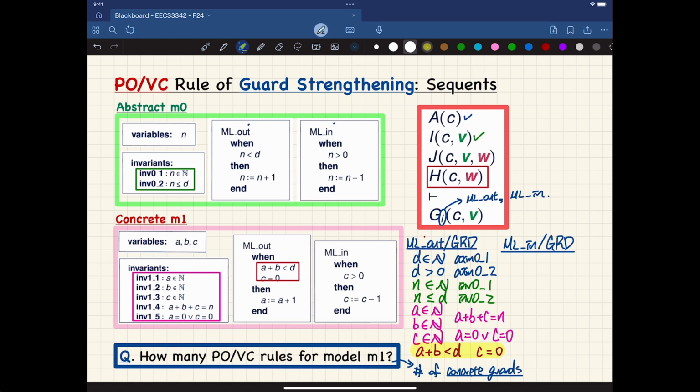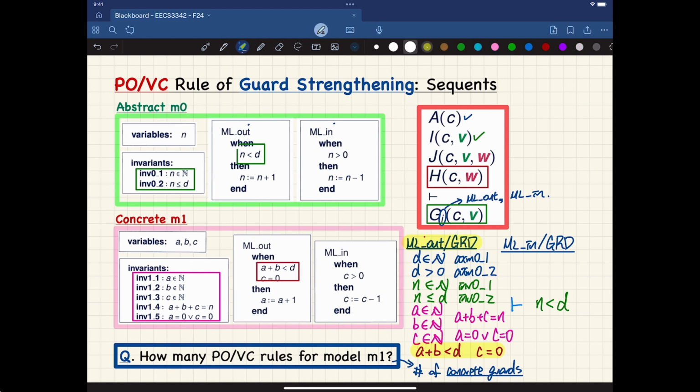And I'm now done with this particular part here. What I got to do will be, I got to put a turnstile. And what I need will be this part over here. This will be the abstract guard. Okay, the abstract guard. And since we are now talking about ML out, that's the only one I need to put. N less than D. So that's the solution for this particular proof obligation.